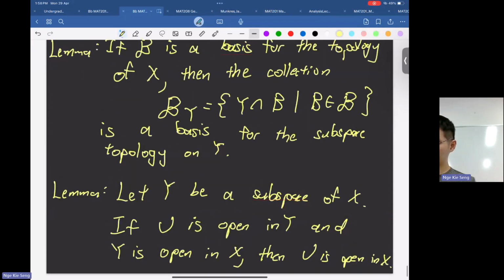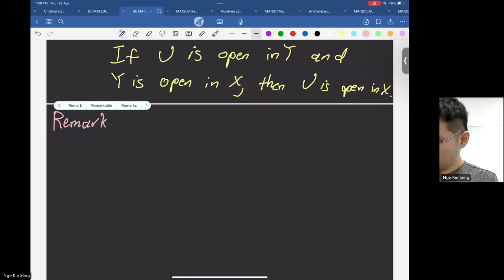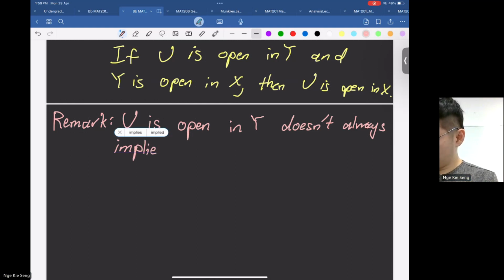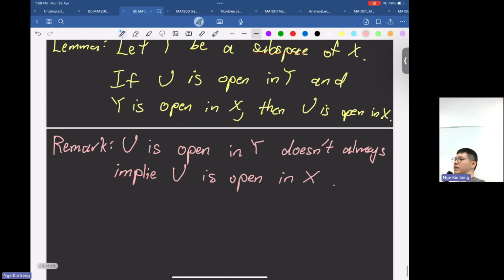Okay, so I make a remark here. The remark is: U open in Y doesn't always imply it's open in X. Only when Y is open in X can you have this transitivity property. No question? Let's take a break until 2:09.